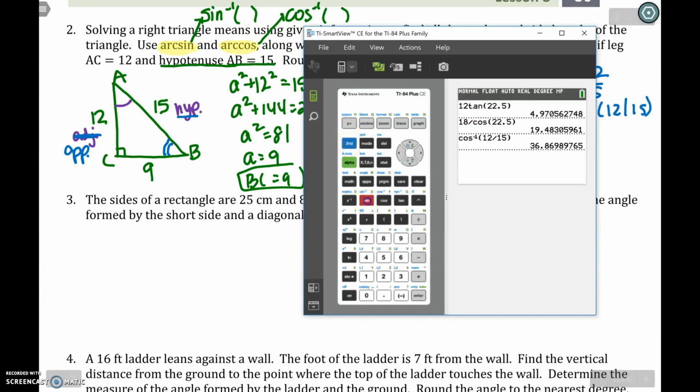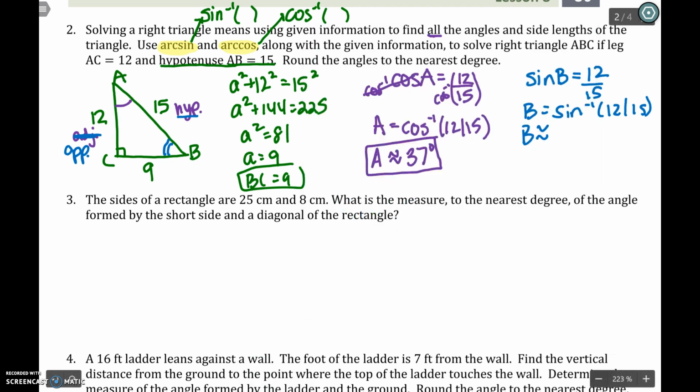So second sine, 12/15 gets me 53.1, which is about 53 degrees. But also keep in mind that this was a triangle, so it had to add up to 180. So once I knew the 90 and the 37, I could find the 53 by using 180.